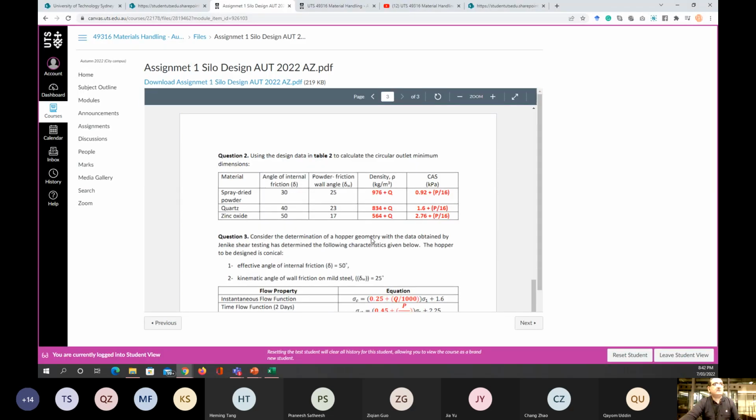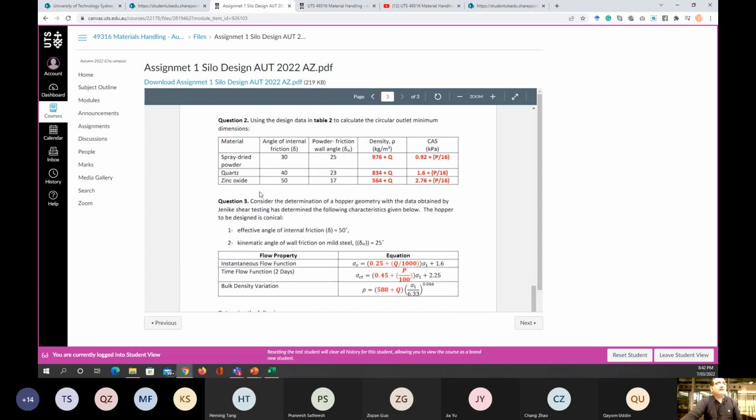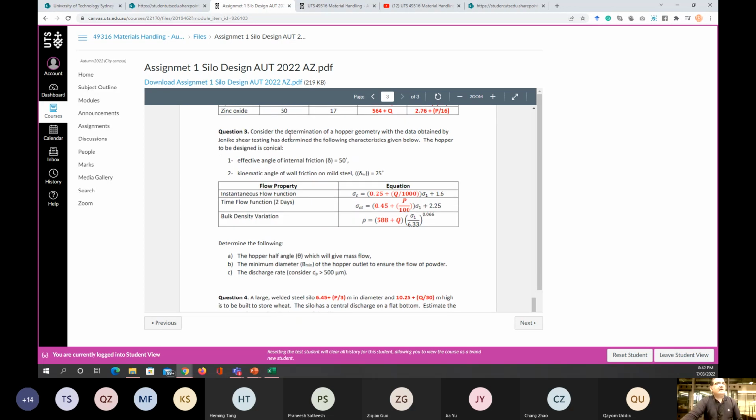Now, the other question is straightforward because I gave you the CAS. I gave you the delta, I gave you the delta W, and I gave you the density. So you just need to use these 2 parameters to find the value of the theta, and you can find the diameters here. Okay, just find the common diameters. Question number 3, again, is going to be almost the same thing.